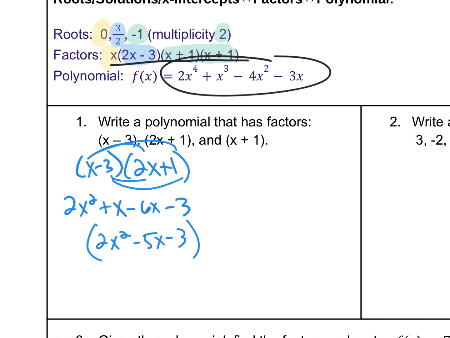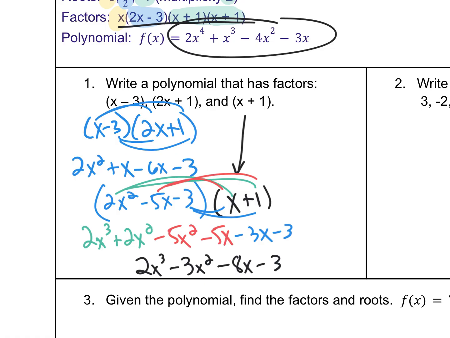So now all I want to do is take that product, multiply it times my last factor here of x plus 1. So 3 terms times 2 terms, we're going to have to multiply a total of 6 times. So taking each one in the first set of parentheses, multiplying it times each value in the second set of parentheses. So I'm going to go ahead and do that here. Once we get done multiplying all 6 times, we're going to combine our like terms and end up at our polynomial function, 2x to the 3rd minus 3x squared minus 8x minus 3.